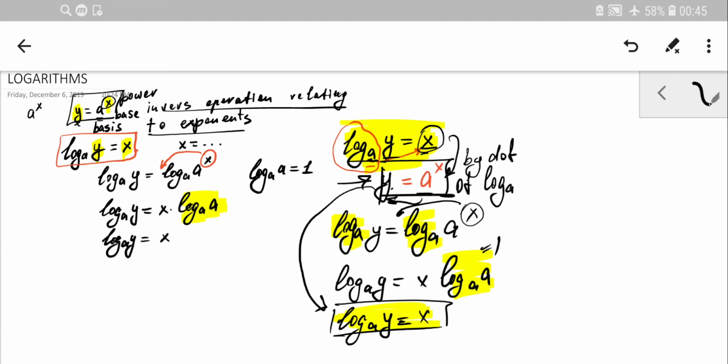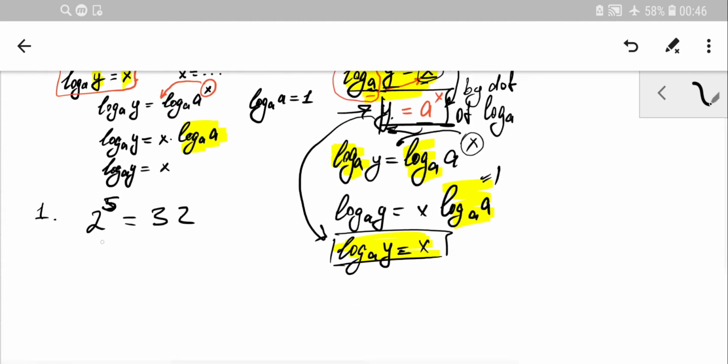All right, now let's do some numerical examples to make sure you understand how it works. First of all, let's take 2 to the power of 5, well known as 32. Basically, 2 multiplied by itself 5 times, that's how we get 32. This is an exponent form.